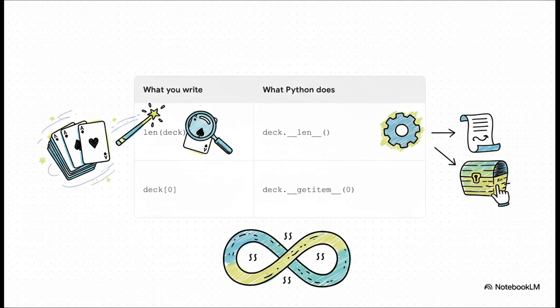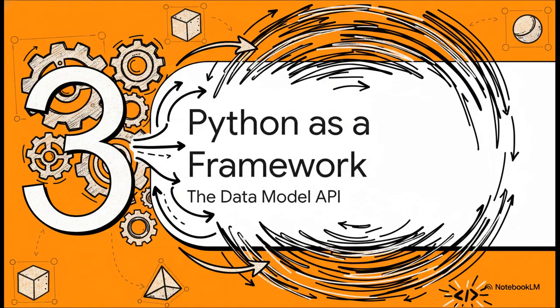This is the secret link. It's how Python's clean, simple syntax connects to the behavior of your objects. Now, the really important thing to understand is that this isn't just some cute one-off trick for making a deck of cards. This is the fundamental way Python interacts with objects of all kinds. It's literally built into the core design of the language.